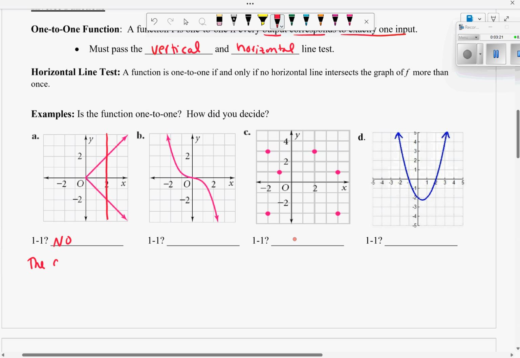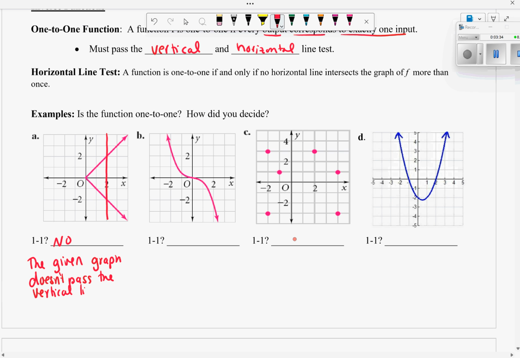The given graph doesn't pass the vertical line test, so it is not a function.